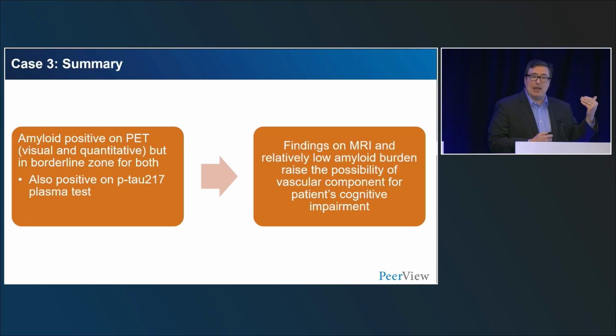They still might be a good candidate for amyloid-targeted therapy, but you'd want to make sure there wasn't something else going on that isn't going to respond. So that's why it's important from the clinician's point of view to distinguish this from someone who's just clearly positive. All right, let's go to the next case if I can.